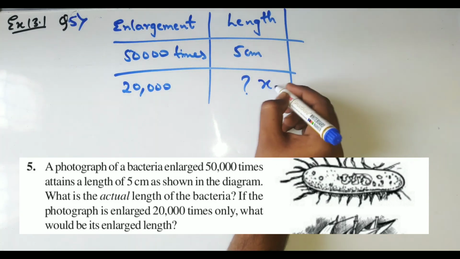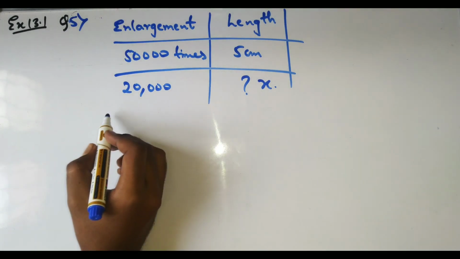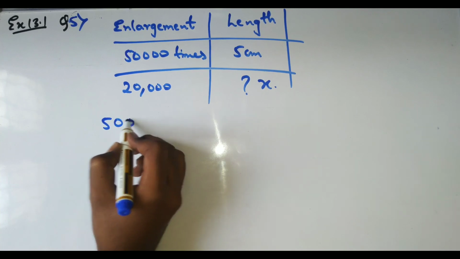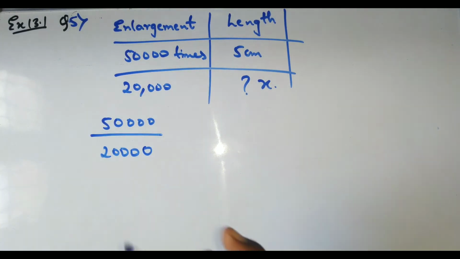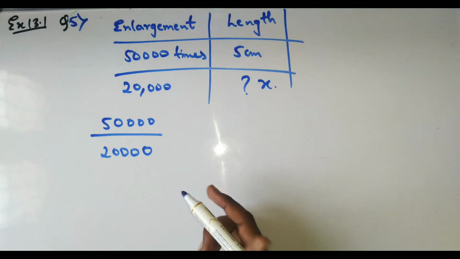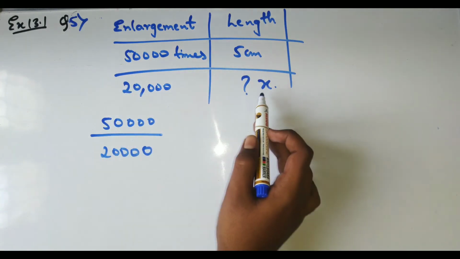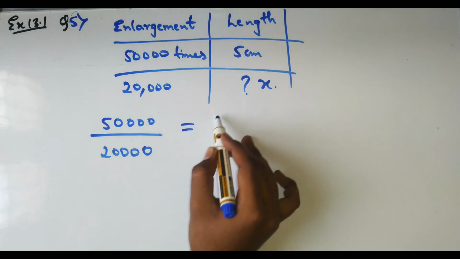So I will take it as x. The length I have taken as x. So the same thing you have to apply here: 50,000 by 20,000. It is in direct proportion. Why is it in direct proportion? For 50,000 it is 5 centimeter. For 20,000 it will reduce. That means both the quantities are reducing, so it is in direct proportion.